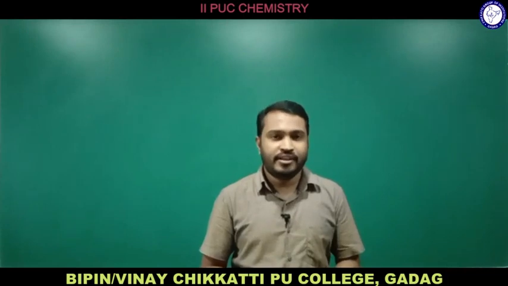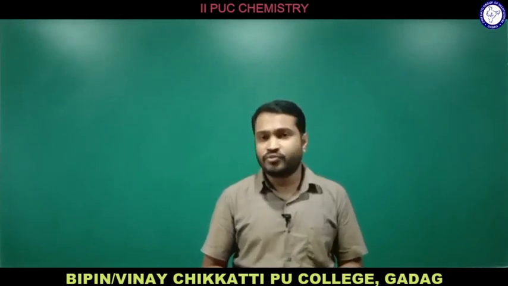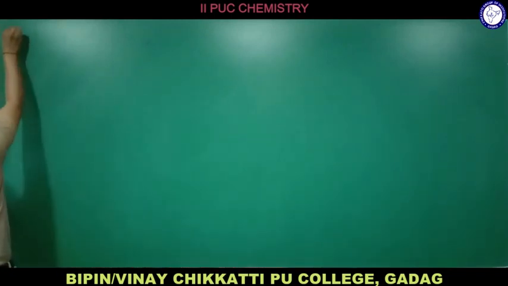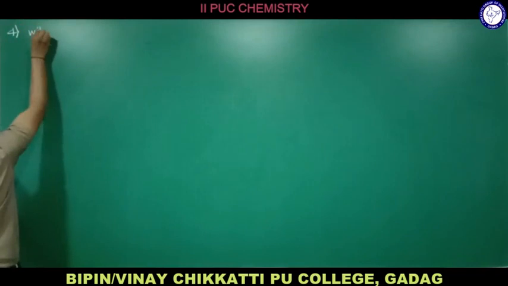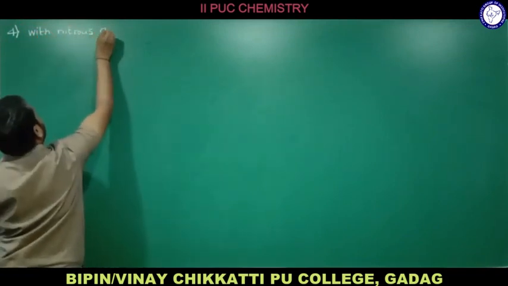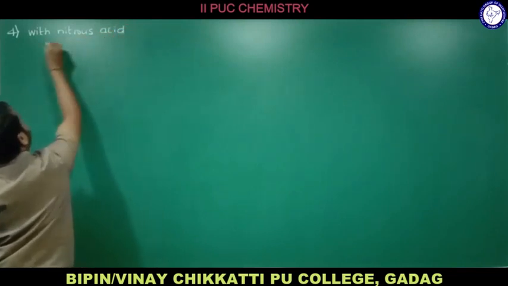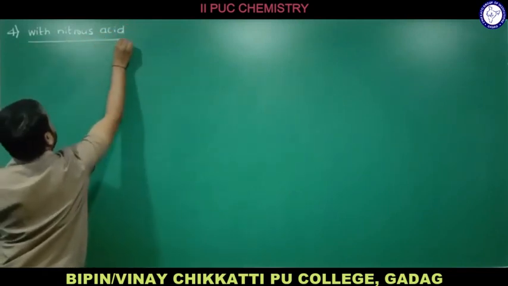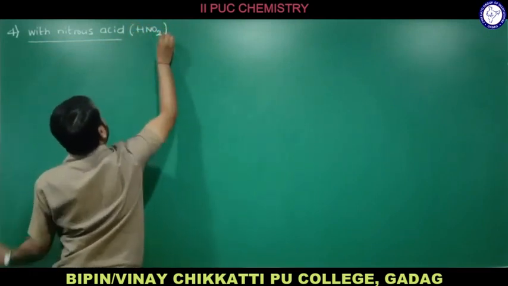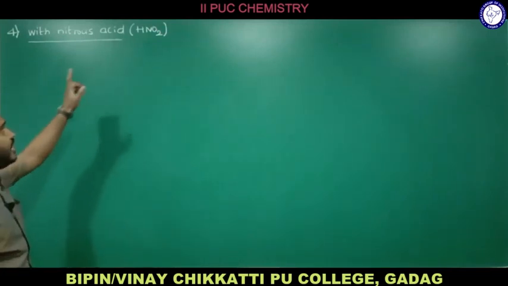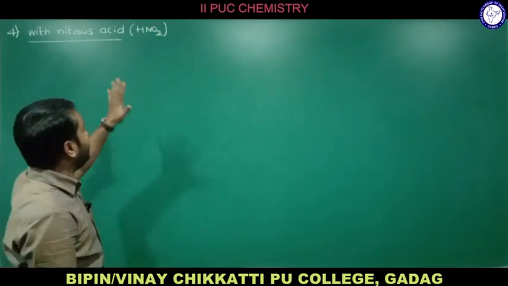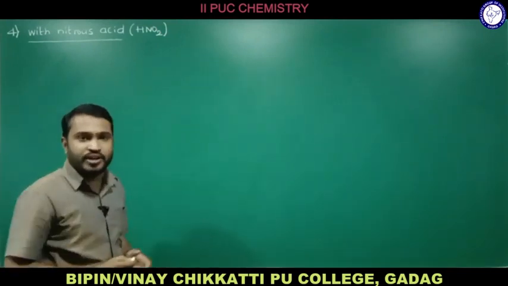The fourth reaction is the reaction of amines with nitrous acid. How do amines react? The formula for nitrous acid is HNO2. You know nitric acid is HNO3, and nitrous acid is HNO2 here. Now we'll see how amines react with nitrous acid and what kind of compounds we are going to get.